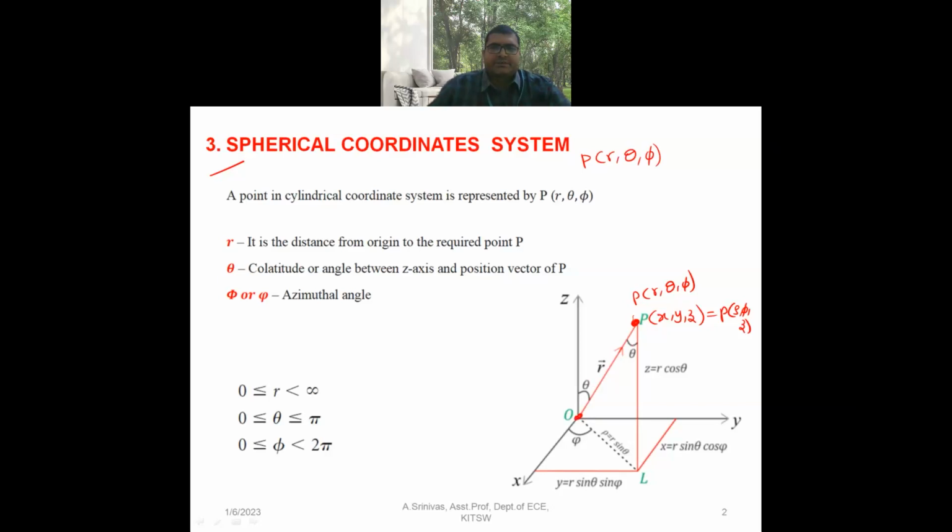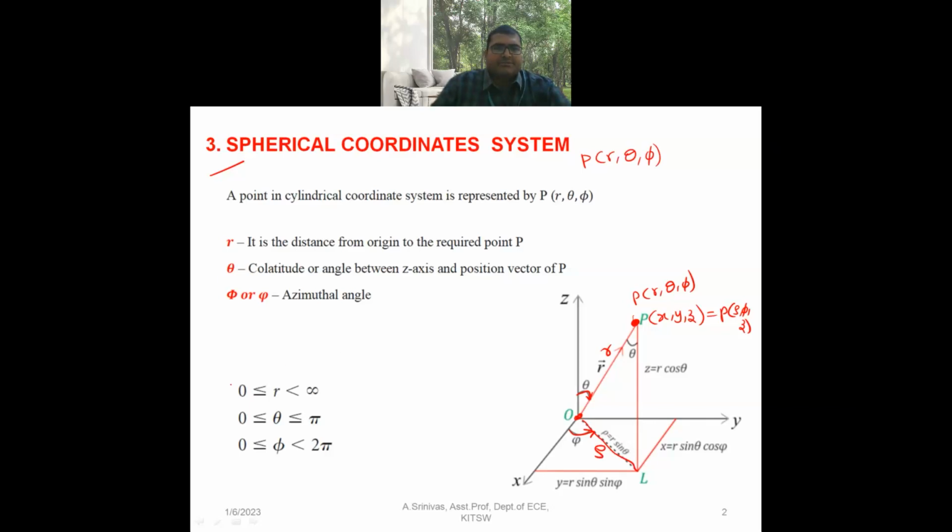This is the position of origin. This is the position of the required point. The distance from origin to the required point is r, and the angle measured between the z-axis and the position vector OP is the co-latitude, represented by theta. Phi is the azimuthal angle, which is measured in the z equal to 0 plane, where rho is the distance in the xy plane.